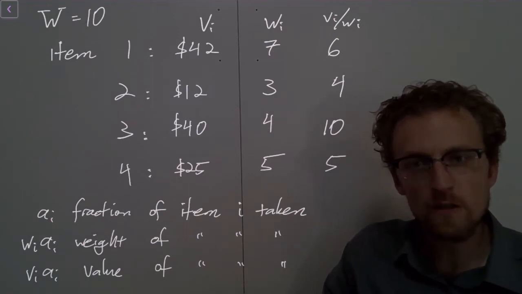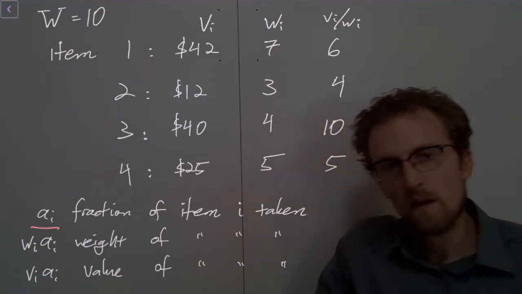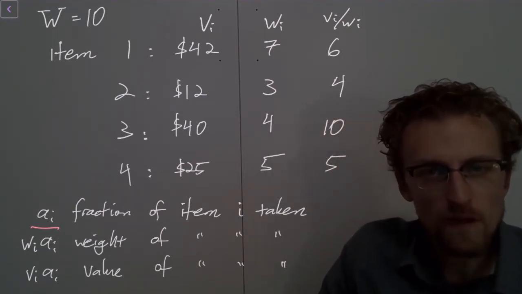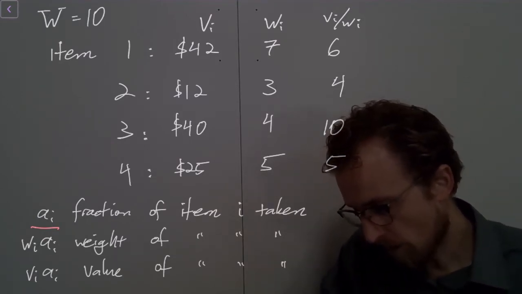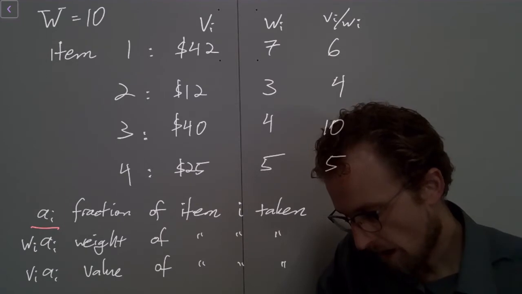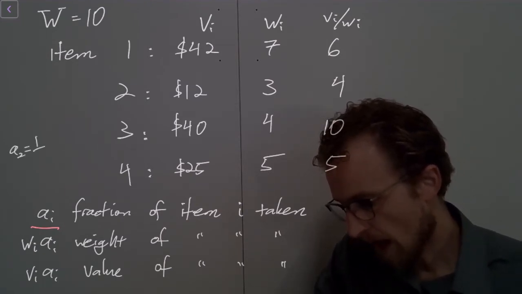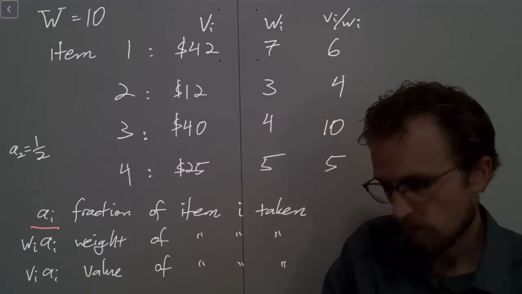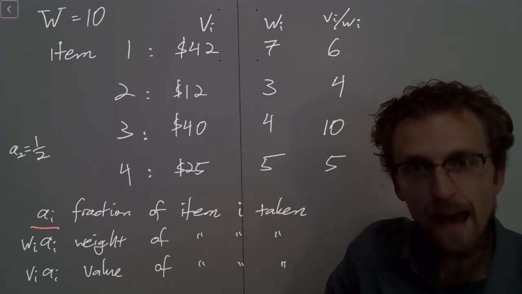All right, so here's a piece of notation. I'm going to write AI to denote the fraction of the total amount of item I that the thief takes, or that I take. Suppose we have A2 equals a half. What this means is that the thief walks into the warehouse, sees item 2, and says, I'm going to take half of that.